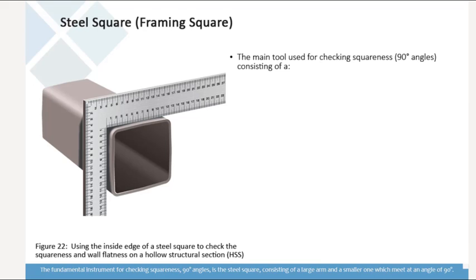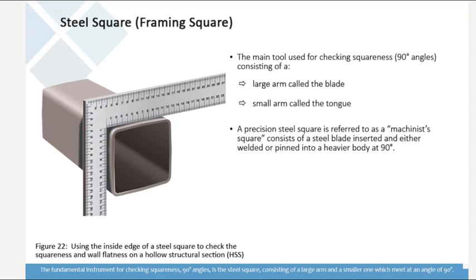The fundamental instrument for checking squareness, 90-degree angles, is the steel square, consisting of a large arm and a smaller one which meet at an angle of 90 degrees. On the steel square, the wider arm is called the blade and the narrower arm is called the tongue. Precision steel squares are referred to as machinist squares, and consist of a steel blade inserted and either welded or pinned into a heavier body at an angle of 90 degrees.